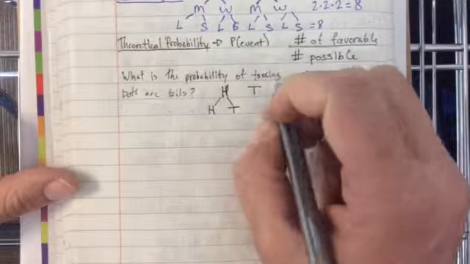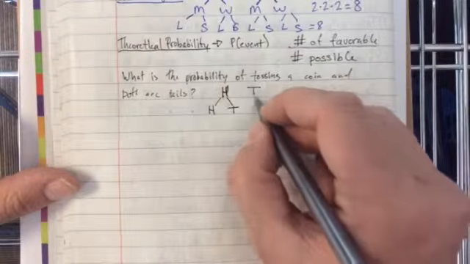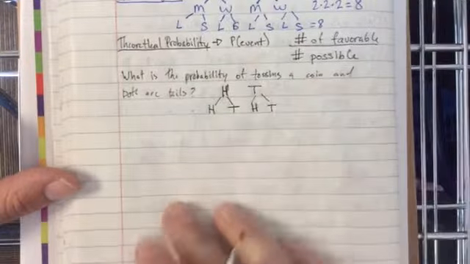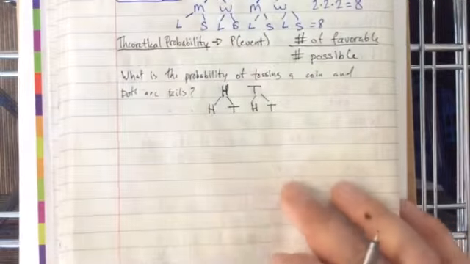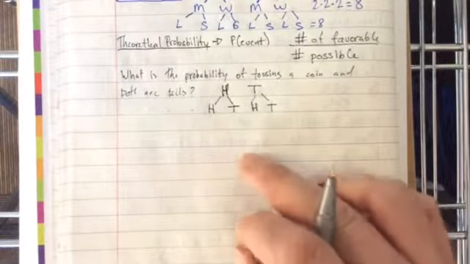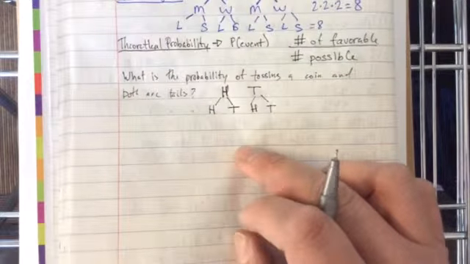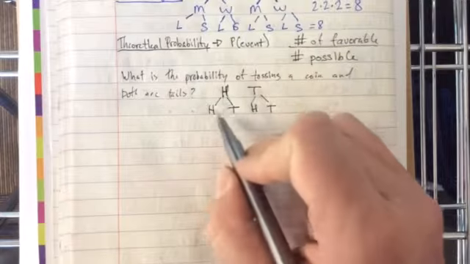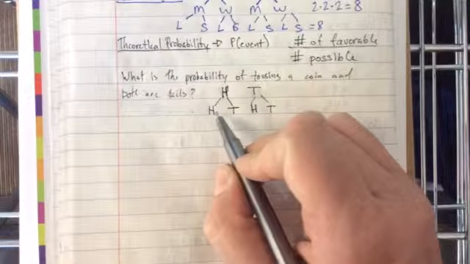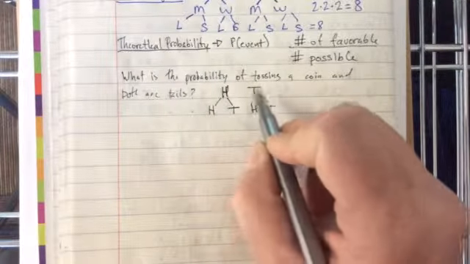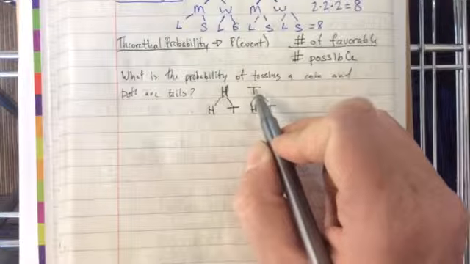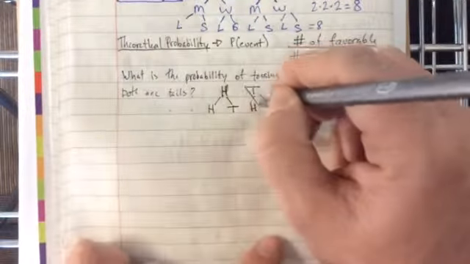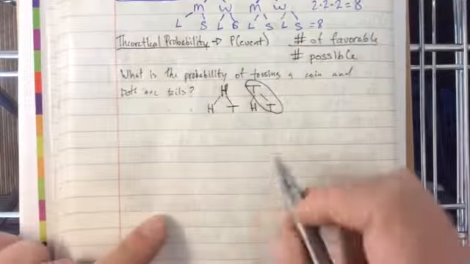So you flip the coin and say you get tails. You have two options after that. You can get heads or you can get tails, right? And we're looking to see both are tails. So the first time you got heads, you can't have two tails. So the second time you got tails, and then you got tails one more time. So we got two tails.